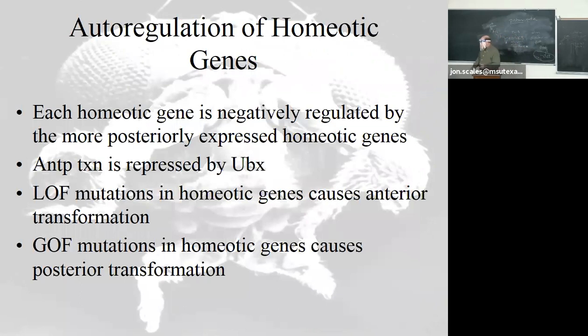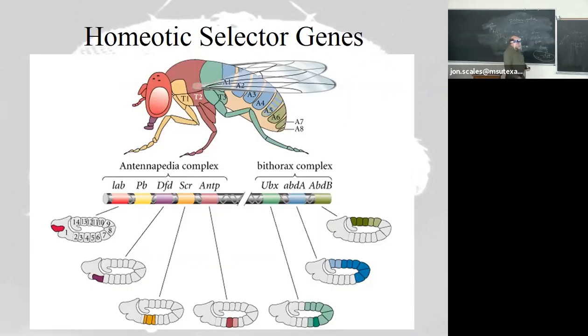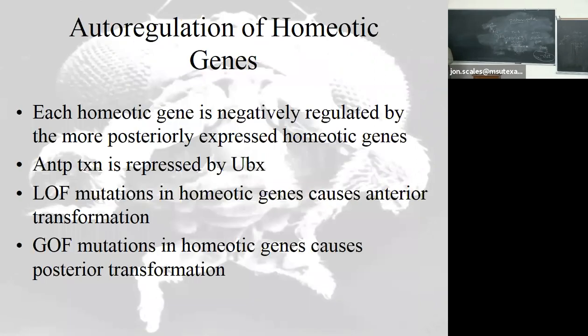All right, so what are the 8 homeotic genes? Labial, Proboscipedia, Deformed, SCR, Antennapedia, Ultrabithorax, abdominal A, abdominal B. Okay. So you do learn them in their order.